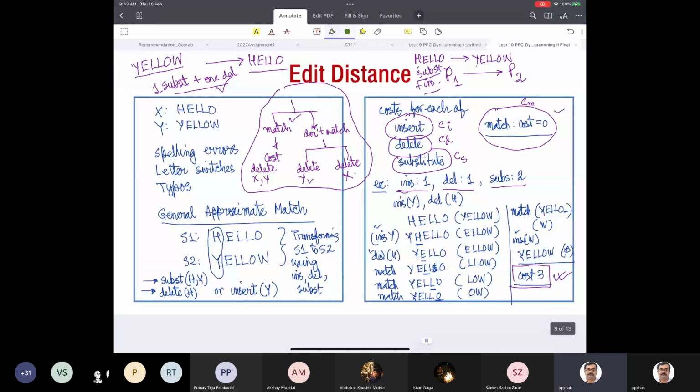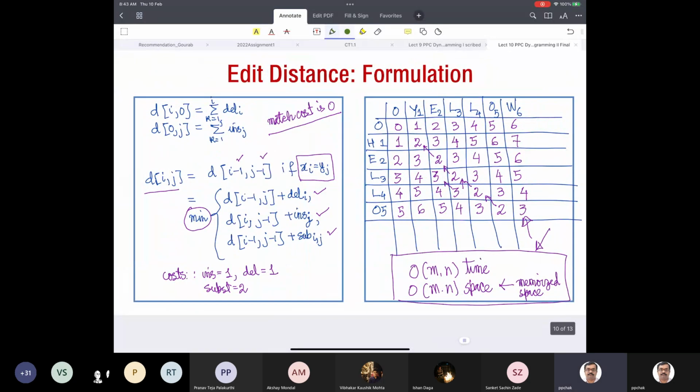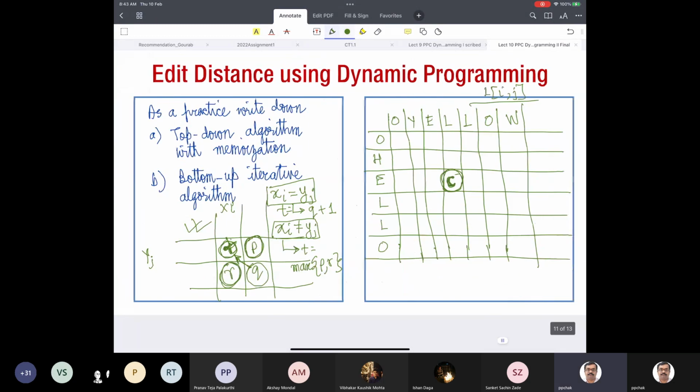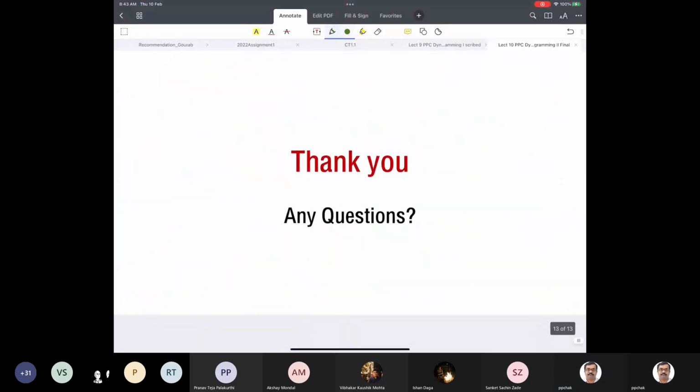Sorry, edit distance problem. Like I have written here, how will I write down the equivalent definition? Try. Has anybody got the idea of what to do? Tell me. What is the cost? Match ij. What is the base condition? Okay, let us write the recursive condition because we don't have much time. What is the recursive condition?